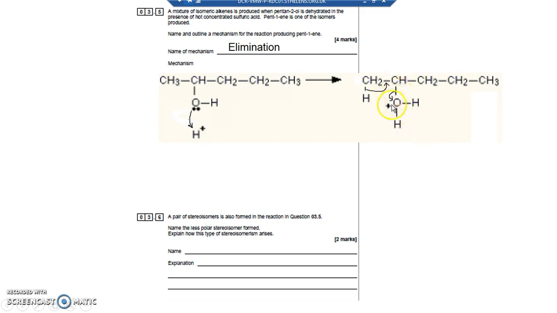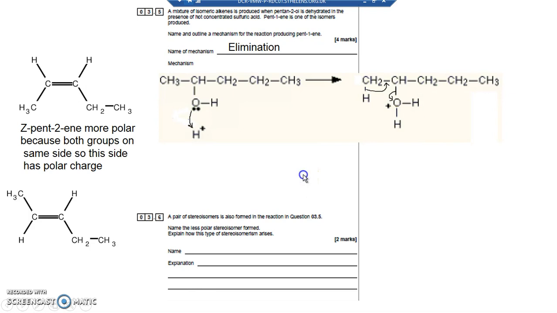Then I need to break the water off, so the water breaks off and the bond breaks here, and the electrons go onto the O, so that removes the plus on the O and makes H2O, and then one of the H's on the neighbouring carbon then breaks off. It could have been this H here and made a double bond there, so there's no reason it has to be an H on the left. It could be one on the right, except the question says it makes pent-1-ene, so this will make pent-1-ene because it'll make a double bond between the two. So that's the mechanism there.